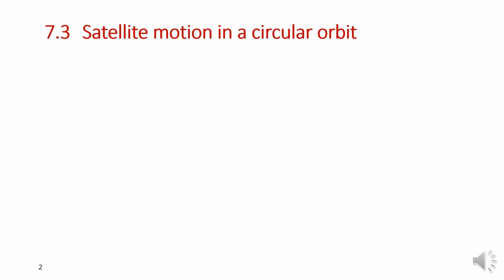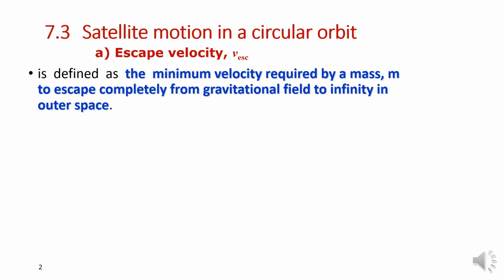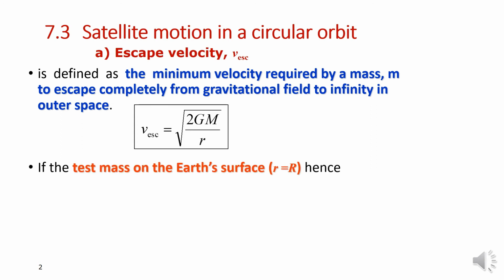Satellite motion in a circular orbit. We start with escape velocity. What is escape velocity? It can be defined as the minimum velocity required by a mass to escape completely from a gravitational field to infinity in outer space. Escape velocity is equal to square root of 2GM per r. If the test mass is on the Earth's surface, where the distance is equal to the radius of the Earth, hence the escape velocity will be square root of 2gR.